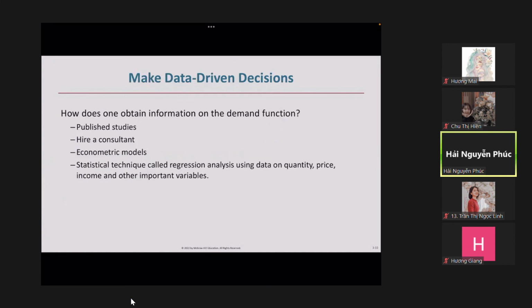Right. Now let's move to the last point. The last principle of effective decision making is to use data, make data-driven decisions, right? Did you have a course in something like econometrics or statistics? Did you have one?